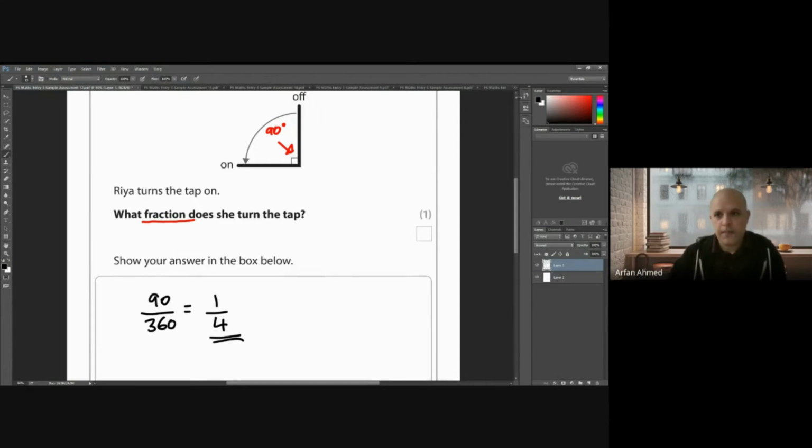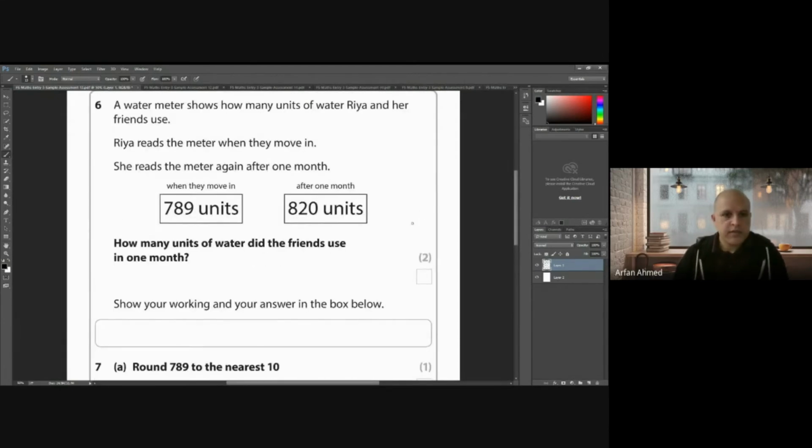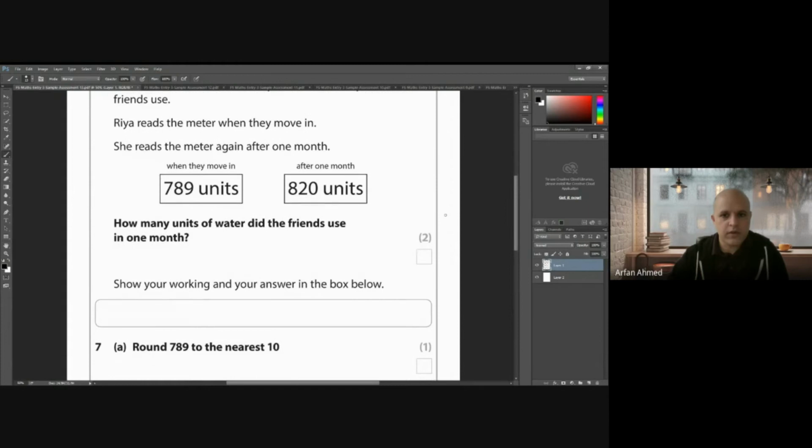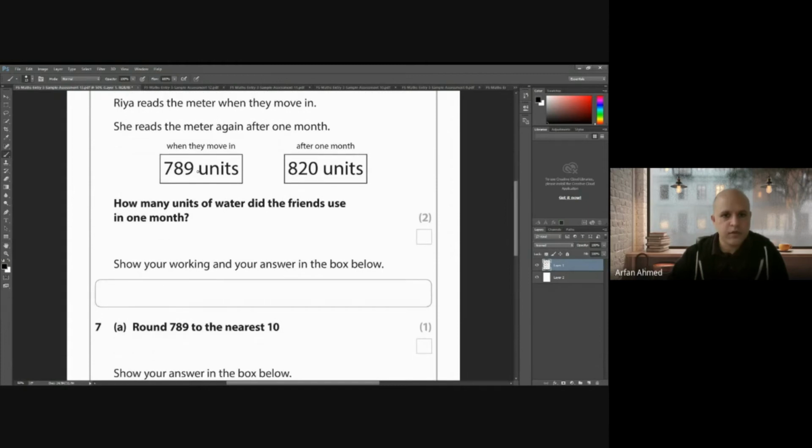Let's move on. Question 6. A water meter shows how many units of water Ria and her friends use. Ria reads the meter when they move in. She reads the meter again after 1 month. So when they move in, 789 units. After 1 month, it's 820 units. How many units of water did they use in 1 month?